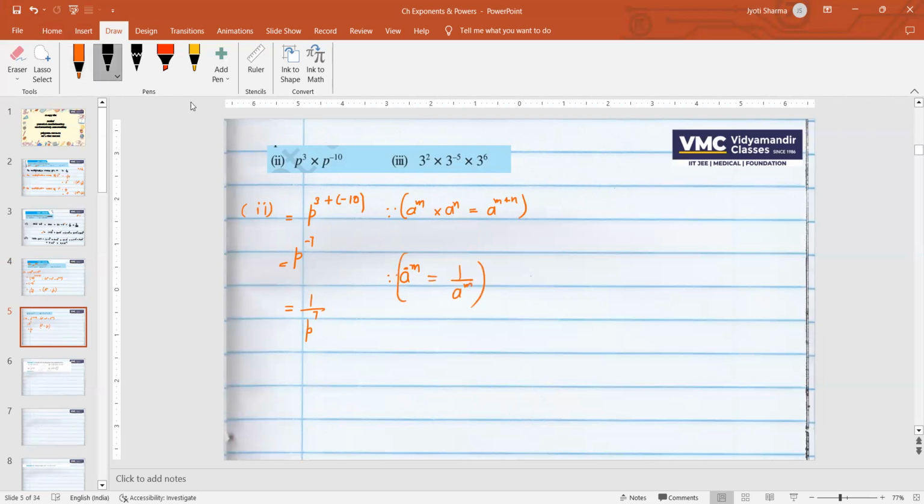Now we can do the third one. I'm doing it. So this is 3 squared into 3 raised to the power 5 into 3 raised to the power 6. So powers are added by the same law.